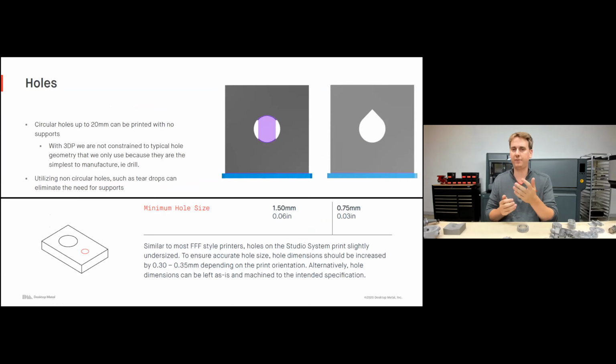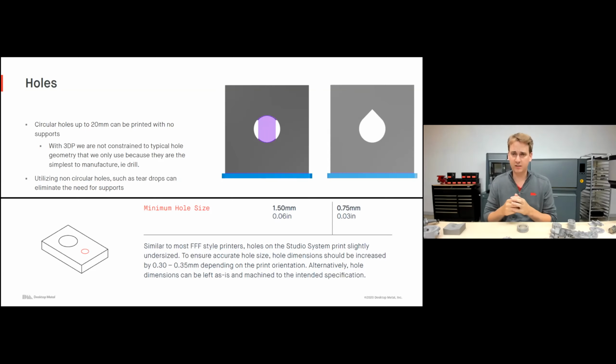So for example, the part on the left here has a 25 millimeter hole. On the right, I converted that into a teardrop. Now we no longer need that support. We're saving processing time, we're reducing part costs, and now we don't need any support on that part. So it's just something to be thinking about as you're designing your part.